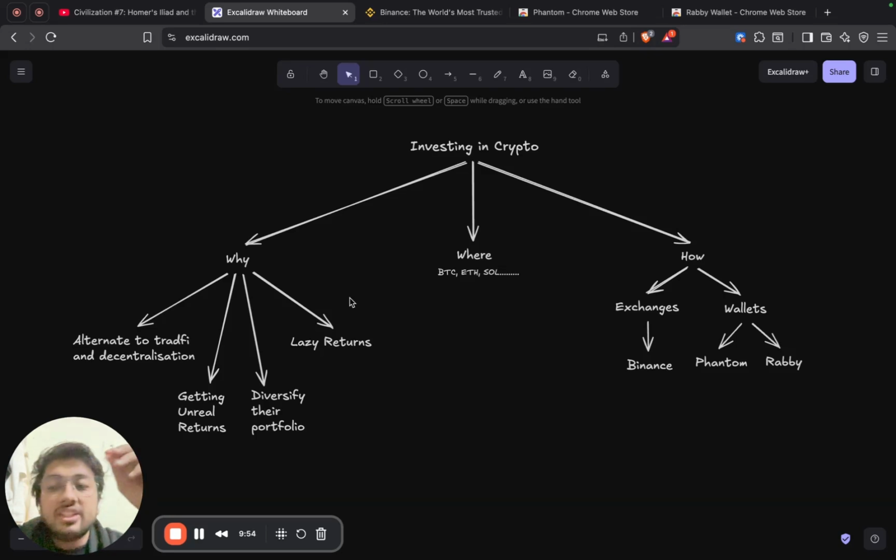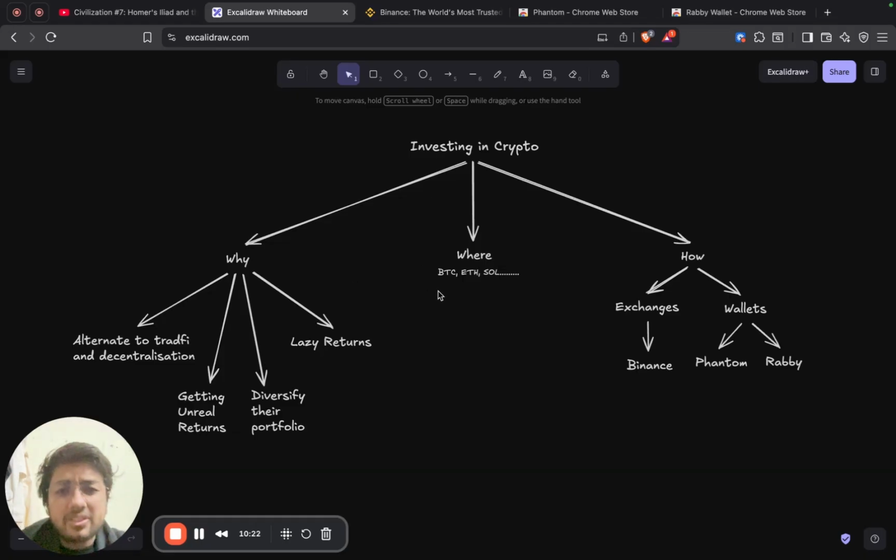Most of the tokens in crypto are a scam. They are a pump and dump scheme. You do not have to pay attention to them. For now, just for now, as a beginner, let's focus on how you can invest in Bitcoin, Ethereum, and Solana, and what are the nuances you have to take care of while investing in Bitcoin, Ethereum, and Solana. So, with this, let's jump into how.